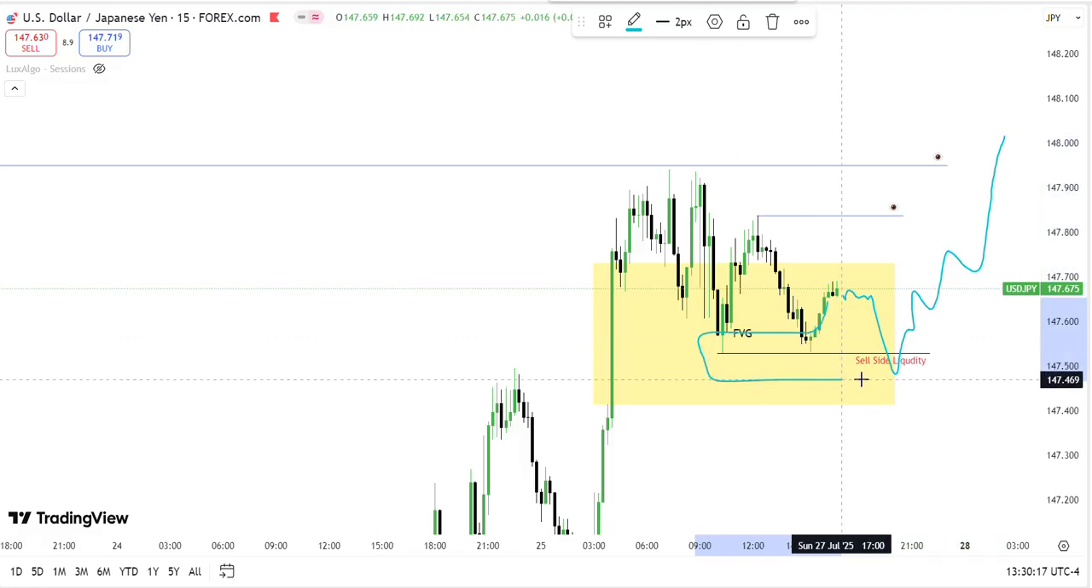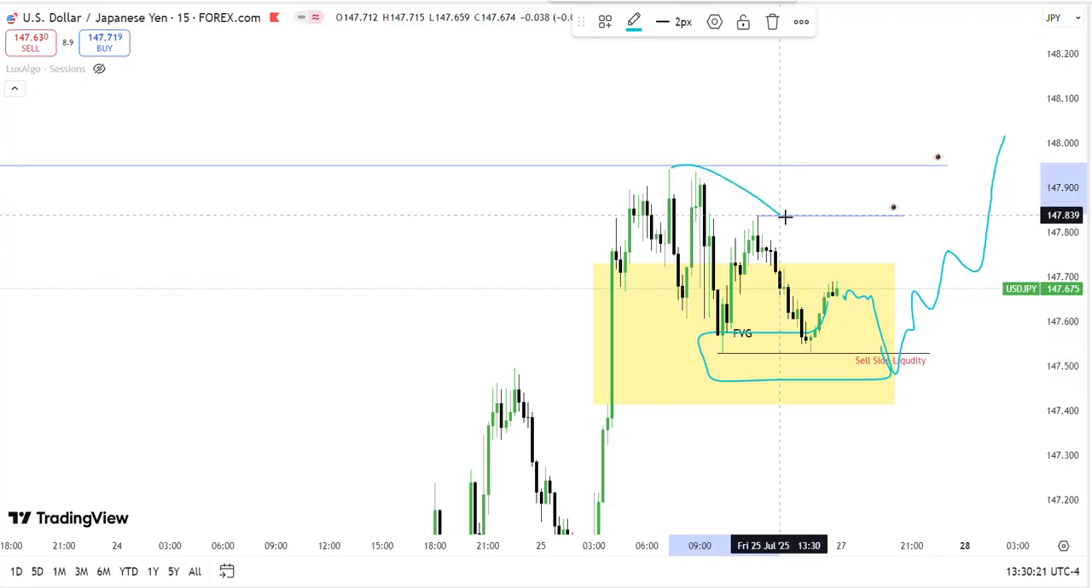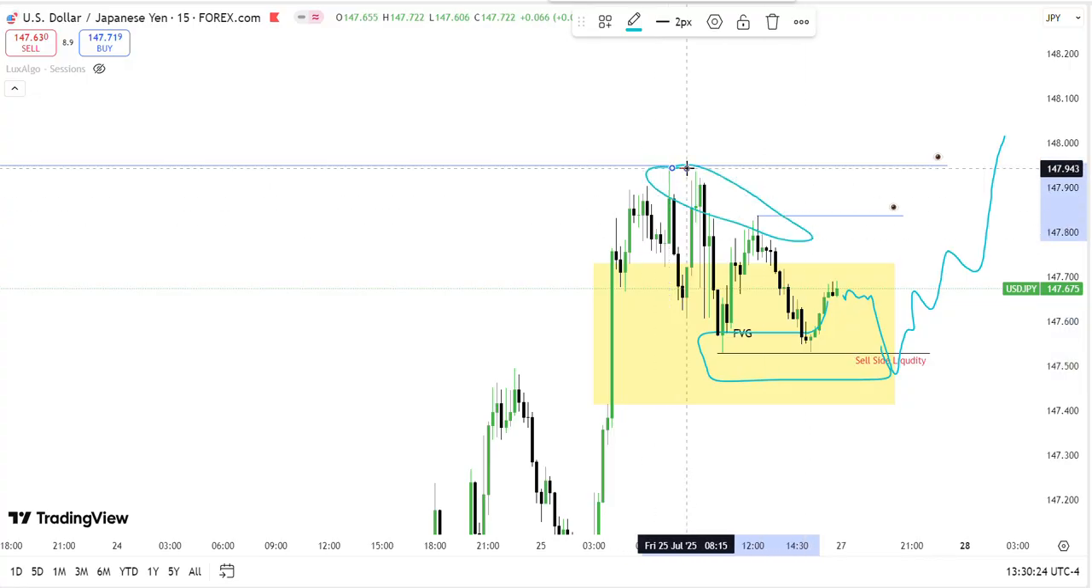Because this liquidity is not taken, the above high, the higher liquidity, the market will be sweeping this side. So this is a fresh side.